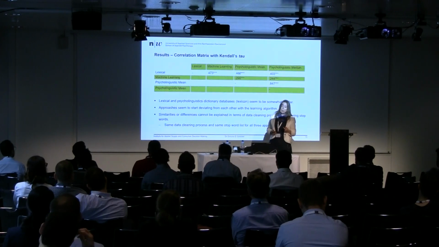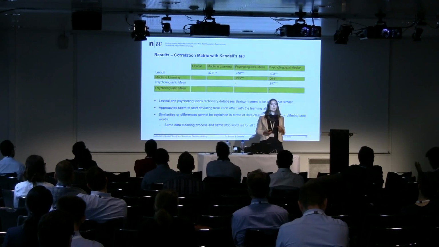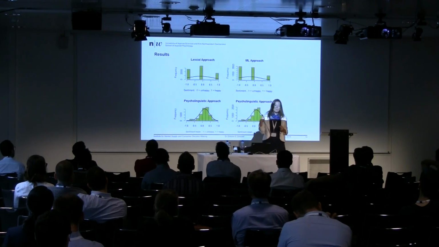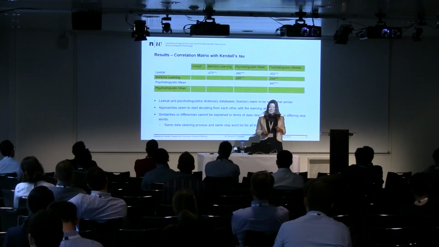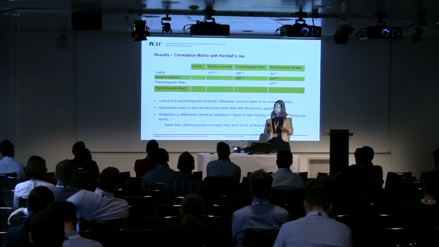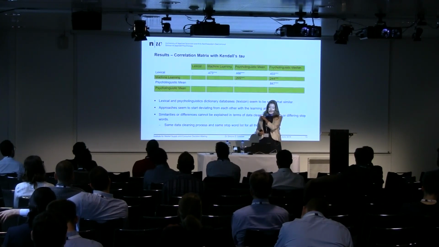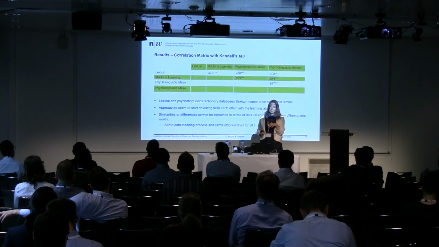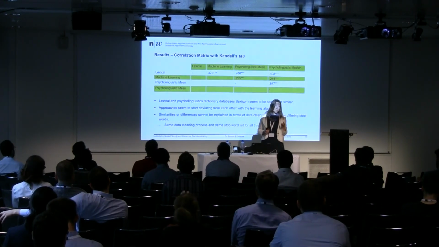In order to compare these three methods statistically, I computed Kendall's tau. I didn't want to use Pearson's r because, as we can see here, the data is not normally distributed and also it's categorical data, so we want to use an appropriate measure. We could say the lexical and the psycholinguistic approaches seem to be somewhat similar. And of course all the correlation measures are highly statistically significant. But as soon as the algorithm starts learning, it starts to deviate. So that's an interesting one.